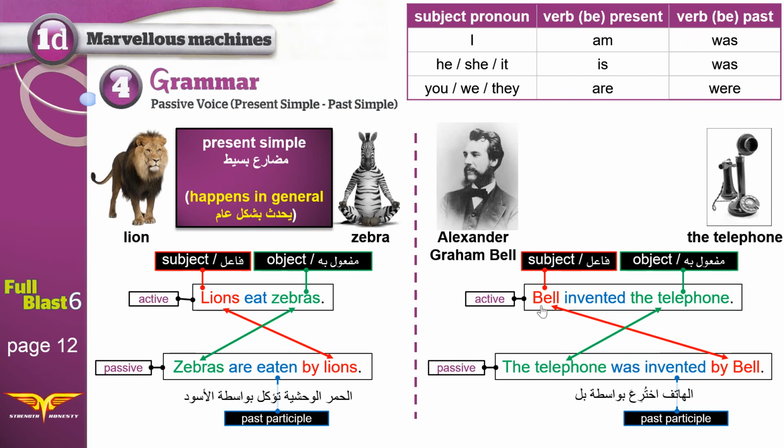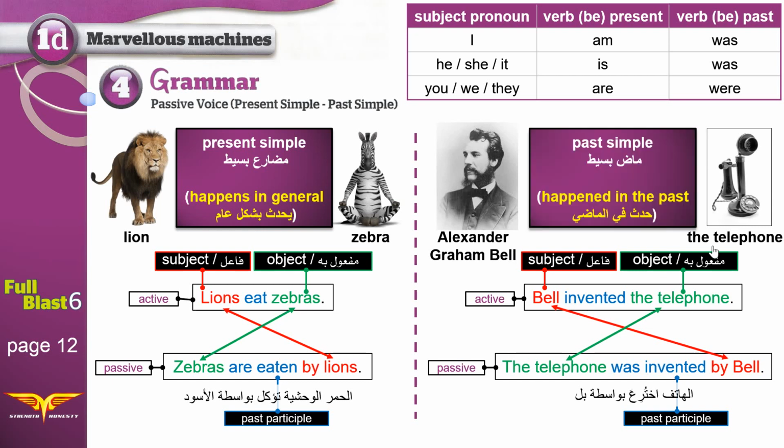What time did this action happen? Does it happen in general, like this one? Does Alexander Graham Bell always invent the telephone? No, he invented it in the past. It happened and finished in the past. This man is dead, and he invented the telephone before he died. It happened in the past. I hope that it's clear.